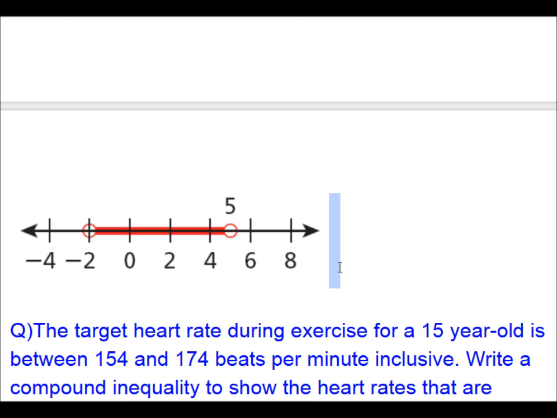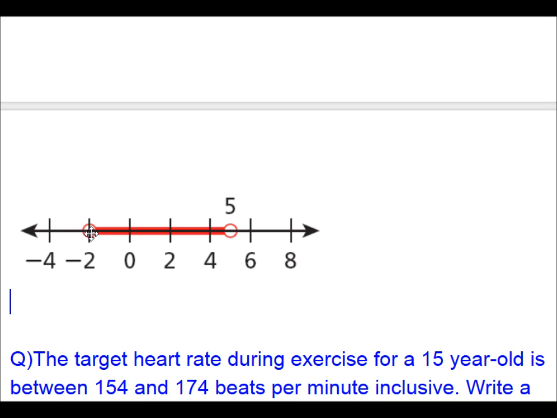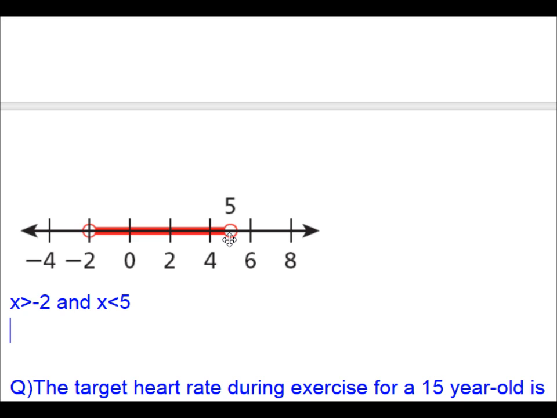Let's solve this example. In this example both are exclusive because there is no dot. So -2 is not included and 5 is not included. So the answer is x is greater than -2 and x is less than 5. Or we can write this as -2 less than x less than 5. So x is in between -2 and 5, but not including -2 and 5. So this is the solution.